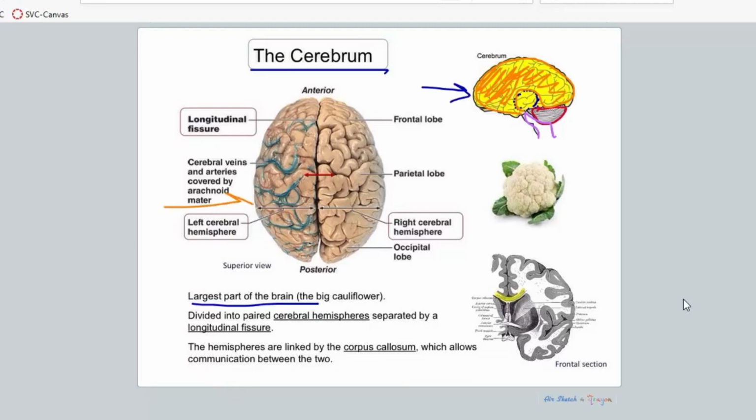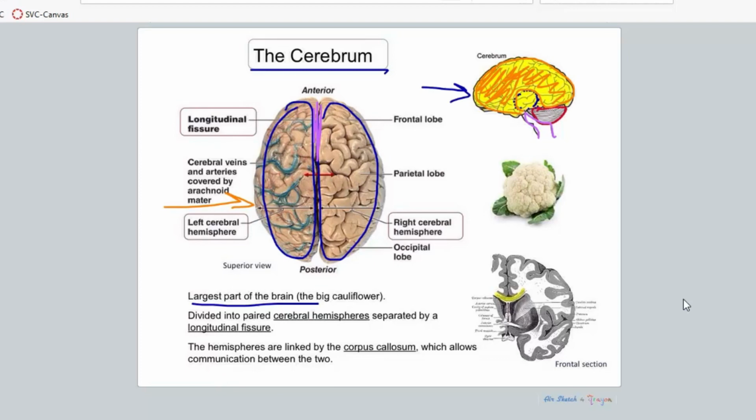Okay, now back to this figure here, what you can see is that we can divide the cerebrum into two cerebral hemispheres. That's the right cerebral hemisphere. This is a superior view. This is the left cerebral hemisphere. And then they're separated by this deep crease that we call the longitudinal fissure.